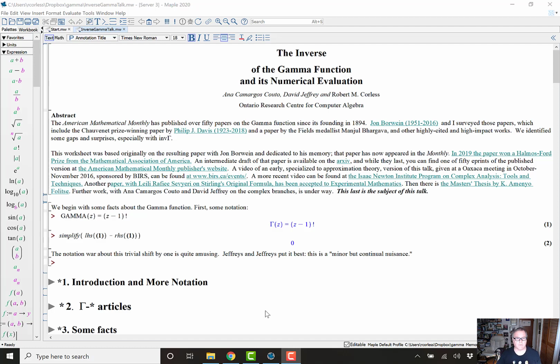Hello, welcome to the inverse of the gamma function and its numerical evaluation. This is work with Camargos Couto and David Jeffrey. I'm Rob Corless.